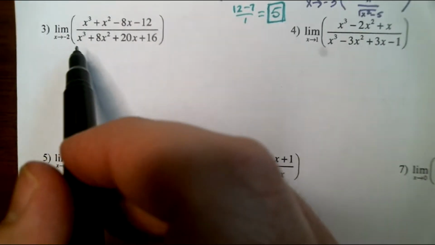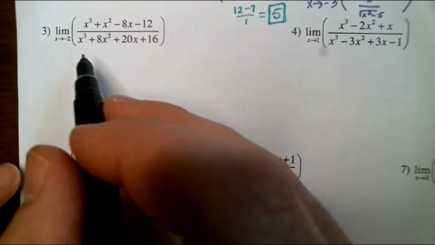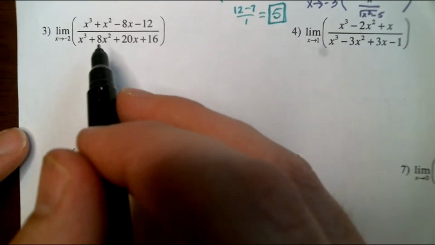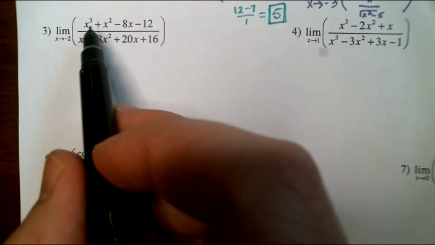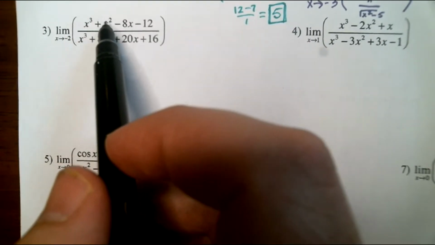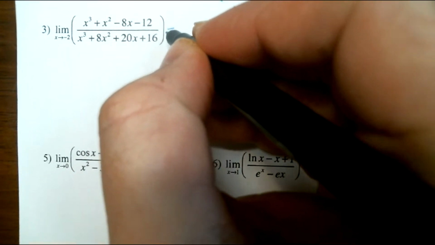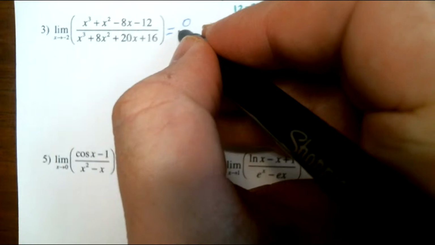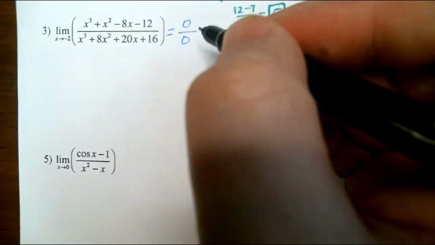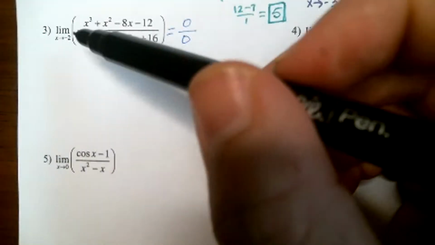So our first step is plugging this in, all right? So when I plug 2 in here, 2 cubed plus 2 squared minus 8 times 2 minus 12, that's obviously going to give me 0. And if I plug 2 into 2 cubed plus 8 times 2 squared plus 20 times 2 plus 16, that's obviously going to give me 0. Okay? So pretty obvious there that we get 0. No, I'm just joking. That's not obvious at all.